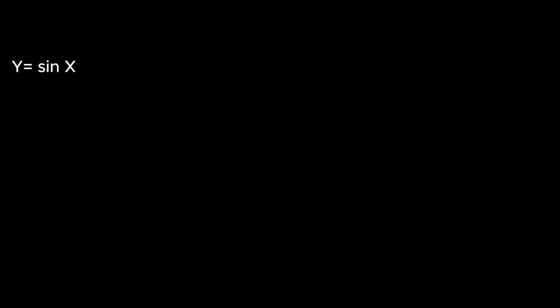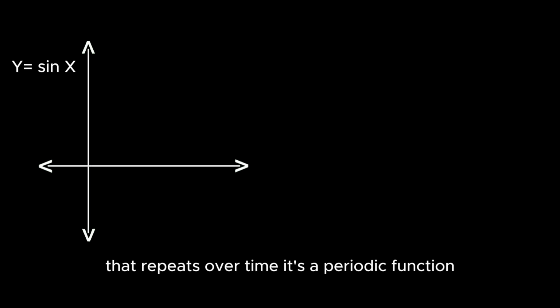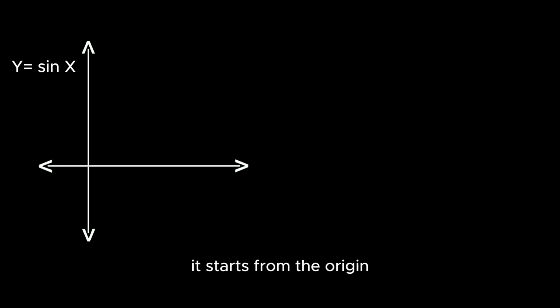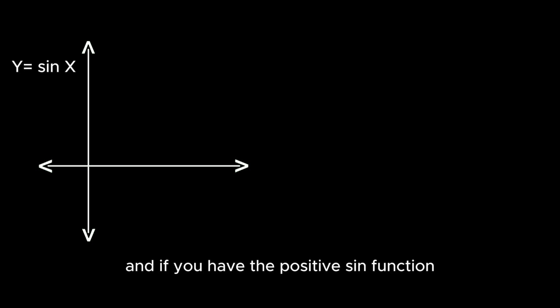What is the general shape of the sine graph? Sine is a sinusoidal function that repeats over time. It's a periodic function. It starts from the origin, and if you have the positive sine function, it's going to go up, and then it's going to repeat like a wave. So I'm just going to draw one cycle.